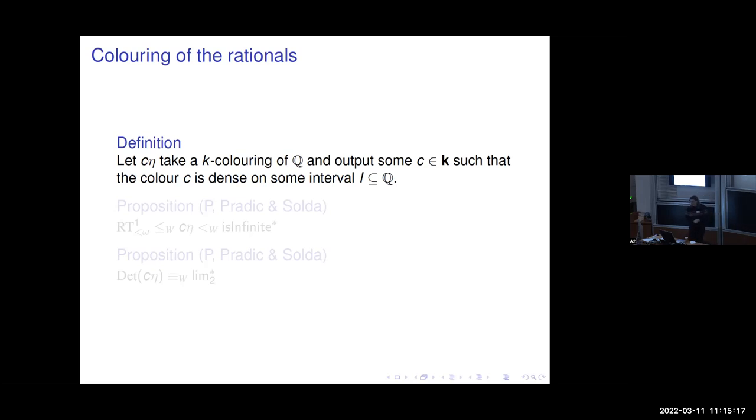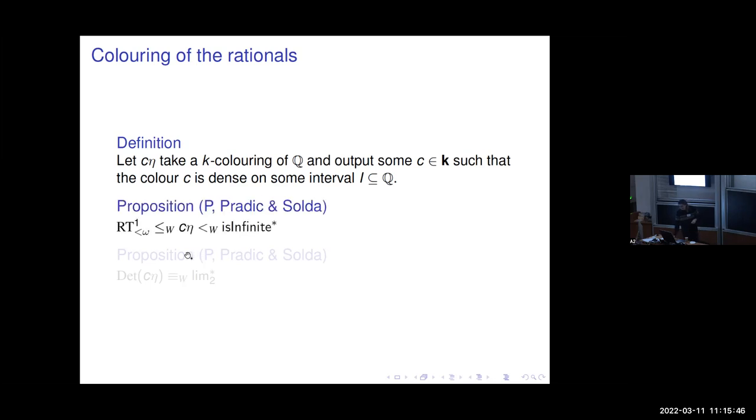This is a kind of Ramsey's theorem for the rationals. We are taking Q, we are coloring it with k colors. And now clearly some color must be dense on some interval. And we want a color which is dense on some interval. We aren't going to be told where the interval is, we just get the color.